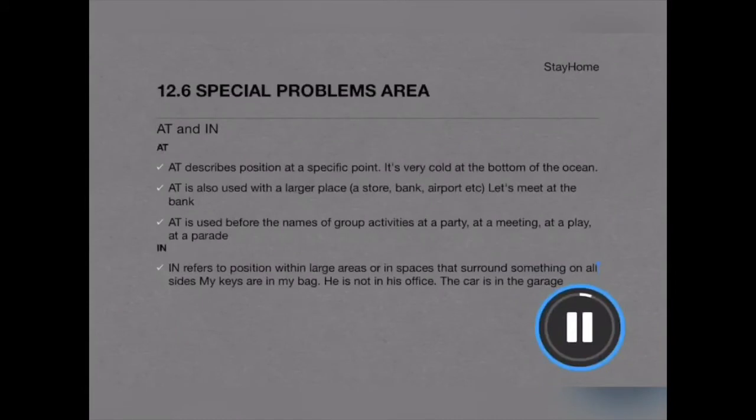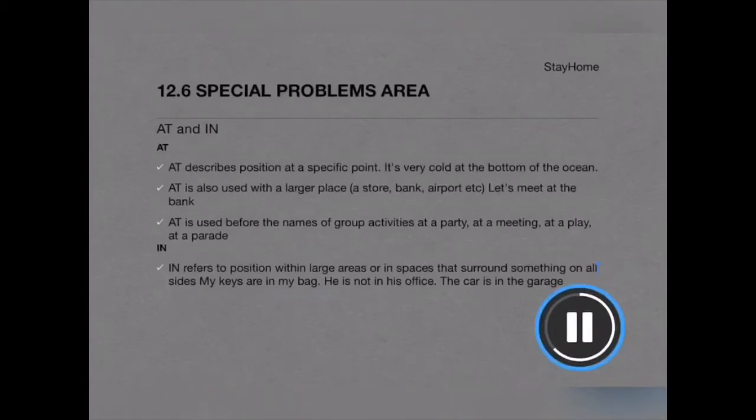12.6 At and in. The first, at, describes position at a specific point. For example, it's very cold at the bottom of the ocean. At is also used with a larger place such as a store, bank, airport and the like. For example, let's meet at the bank. At is used before names of group activities: at a party, at a meeting, at a play and at a parade.